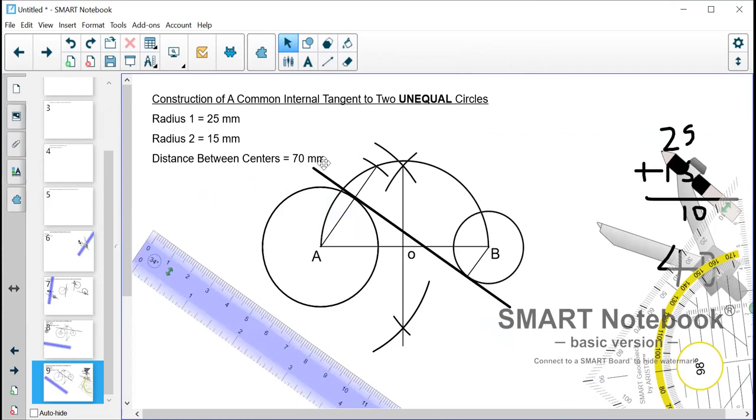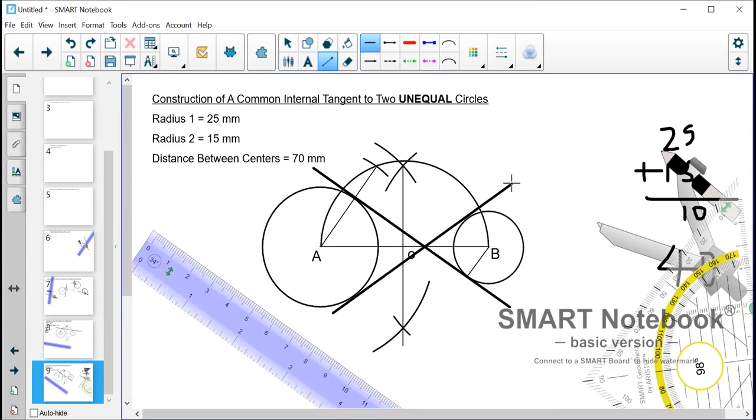All right, so that is a common internal tangent to 2 unequal circles. Now, in terms of variation, the tangent can be drawn in the opposite direction, like this, right? Providing that you did the necessary construction to suit that, in the sense that you put the semicircle towards the bottom, and you scribe this arc towards the bottom, and so on. So that would be another variation.